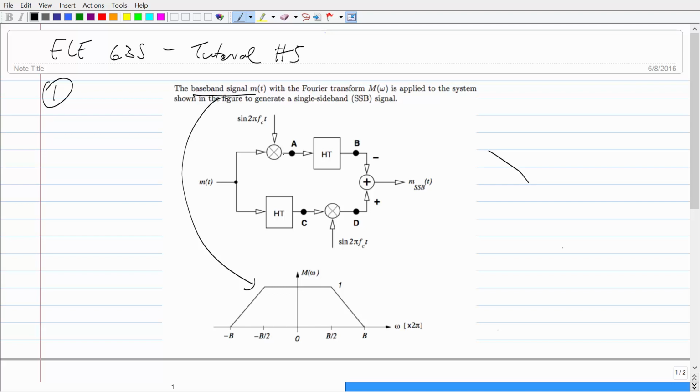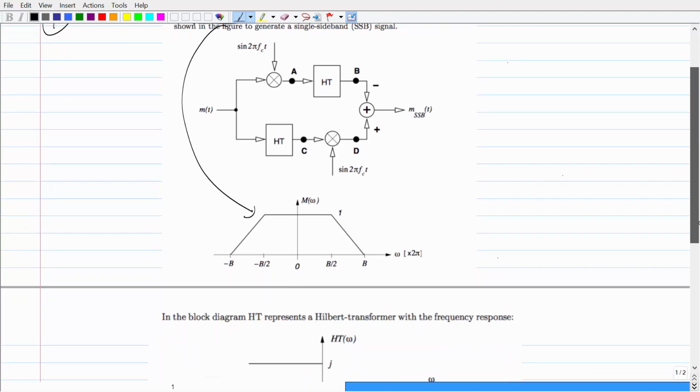Okay, so we have this block diagram, and the purpose of this question is to take a look at the spectrum of the Fourier transform at each point in this block diagram. We're going to take a look at the spectrums at points A, B, C, and D. This actually generates a single sideband signal, so we're going to explore that in more detail.